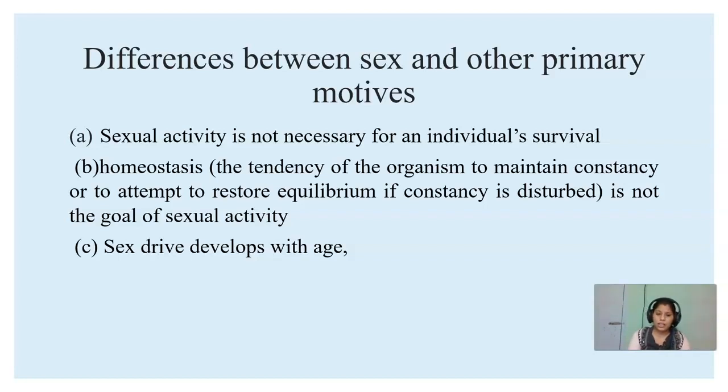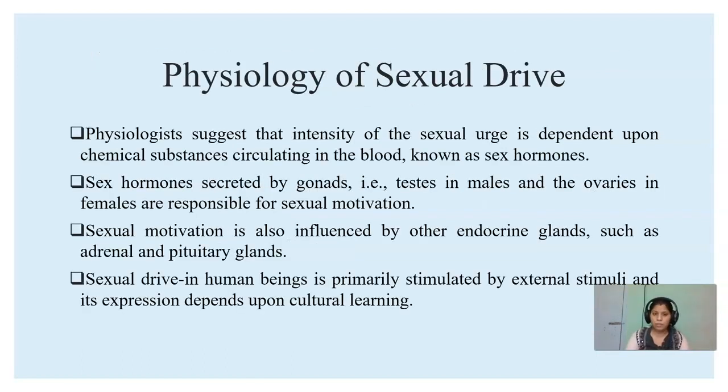Third, hunger and thirst are present from birth and throughout our life, but sexual drive develops with age. Once a person reaches puberty, once a person becomes sexually mature, they develop sexual drive. So these are the differences between sex and other primary motives.